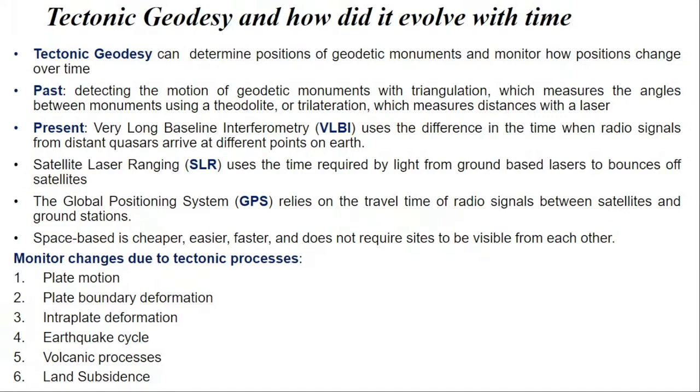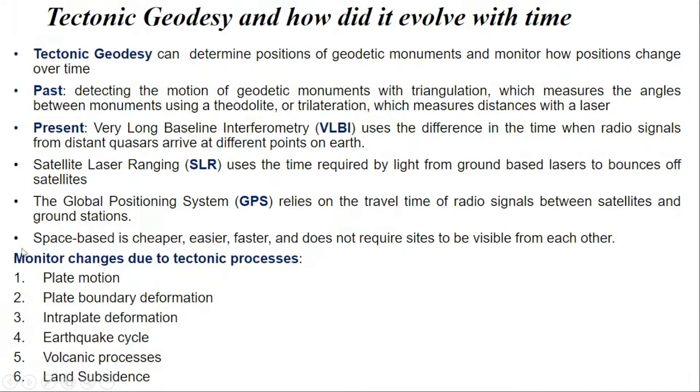global navigation systems. GPS is one very potential technique, and it is based on the measurement of the travel time of radio signals between the satellites and ground stations. This satellite-based method is cheaper, easier, faster, and doesn't require sites to be visible from each other. So line of sight is not required, but in the other methods, we have to have line of sight.